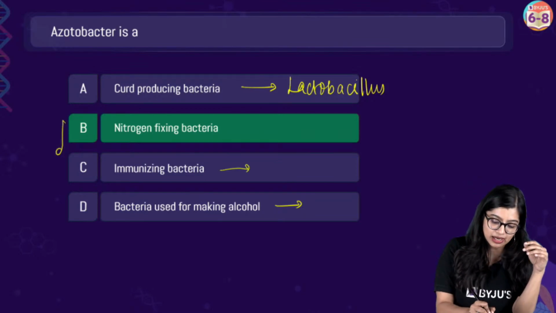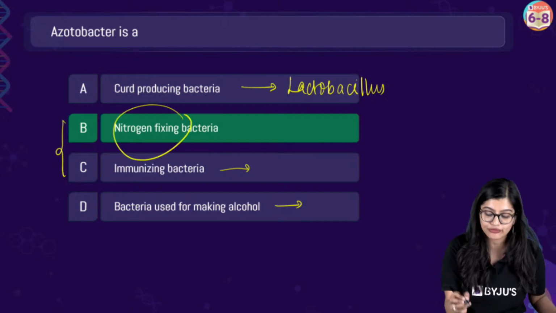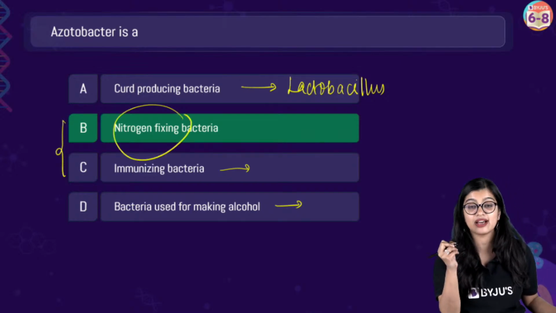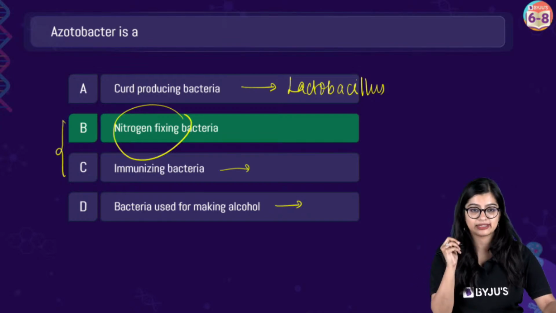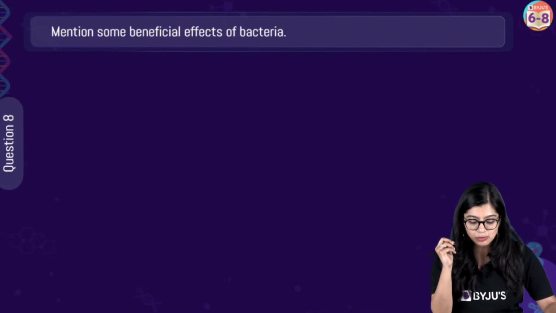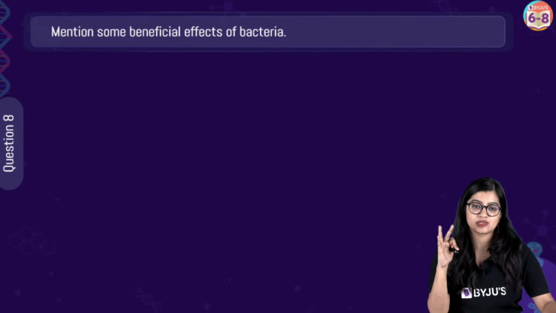So I know there would be a confusion here, which is why for all of you out there, azotobacter is an example of nitrogen-fixing bacteria, right? Now let's move on to the last 3 questions, yes?